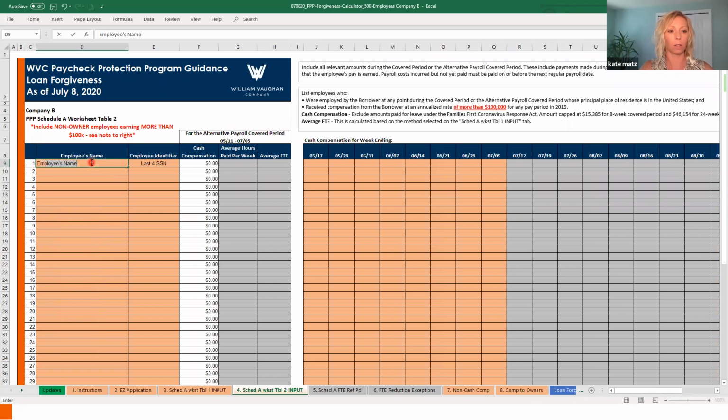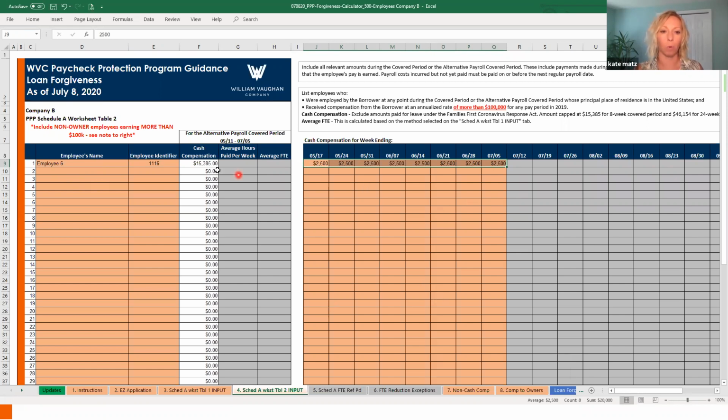And so let's say we had one employee that made over $100,000 in 2019. And we'll plug them in here on tab 4. So they're making $2,500 a week. So if we've got $2,500 per week that we're actually paying them and we plugged in, that is a total of $20,000 that they were actually paid during that 8-week alternative payroll covered period.